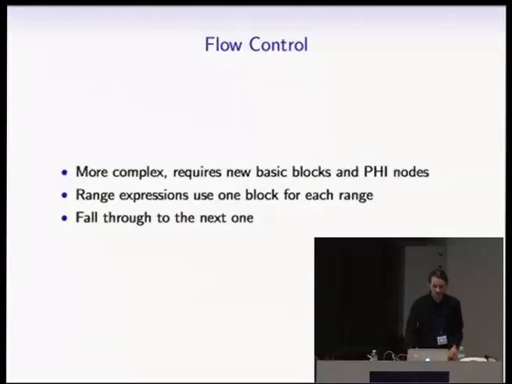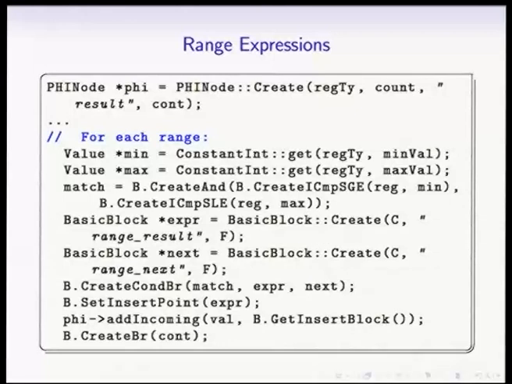Flow control is a little bit more complicated, so I'm going to ignore the neighbors instruction. If you want to look at that in the code, feel free, but I'll go through the range instruction. So this is creating a phi node which has one predecessor for each of the range statements that we have in this expression. And then for each one in the block, I had to omit the loop because it didn't quite fit on the slide, we first of all get the minimum and maximum values specified for the range as constants, because they are constants in the source code.